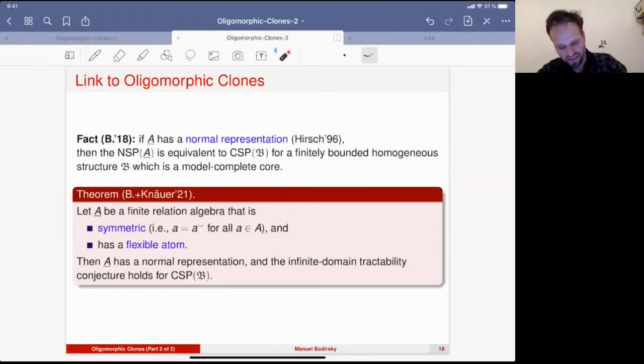And some things that can then be proven is that if your finite relation algebra has some extra assumptions, for instance, one of these extra assumptions is that all relations should be symmetric. And the other one is that it has a flexible atom. I will not define what this is, but it's a property that they study in relation algebra. Then you always have such a normal representation, and the infinite domain tractability conjecture holds. Now, the three conditions that I've listed on a previous slide, they imply tractability. All right, so this is another surprising link and application of oligomorphic clones.